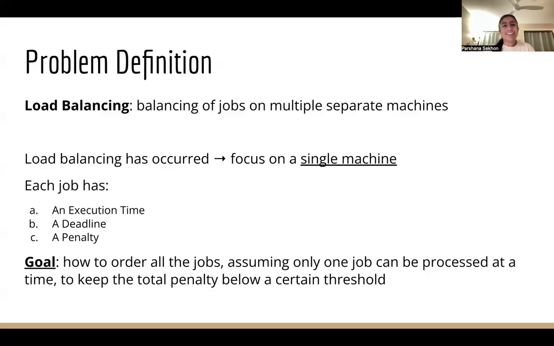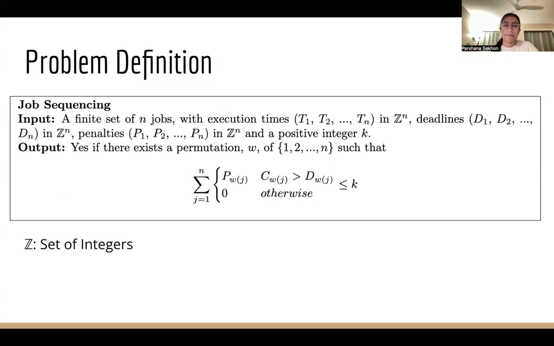Now, taking this into mind, let's go into a formal definition. Job sequencing is a finite set of n jobs. You're given a finite set of n jobs, each with execution times t1 to tn, which are in the set of integers, the deadlines d1 to dn, penalties p1 to pn, and a positive integer k, which would be our threshold for our total penalty.